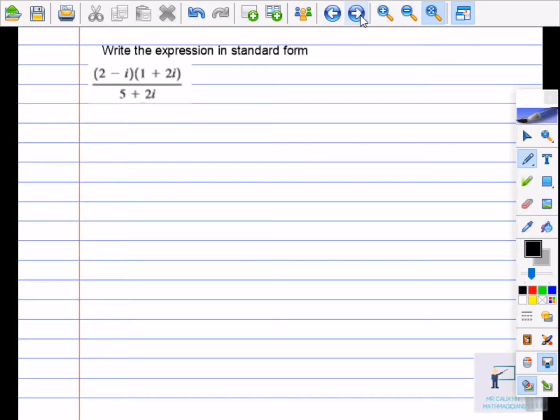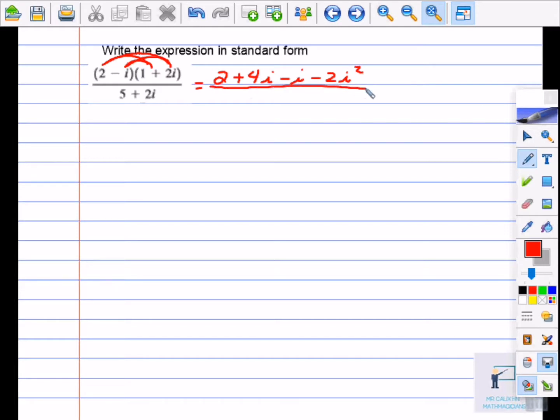It says, write the expression in standard form. Okay, to write in standard form, we need to evaluate that fraction and make the parentheses disappear. So, how are we going to make the parentheses disappear? By using our FOIL property. If we start multiplying, 2 times 1 is 2. 2 times 2i would be 4i. Then negative i times 1 is negative 1i, or just negative i. And negative i times positive 2i would be negative 2i squared.